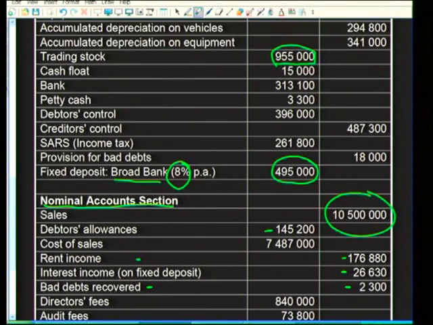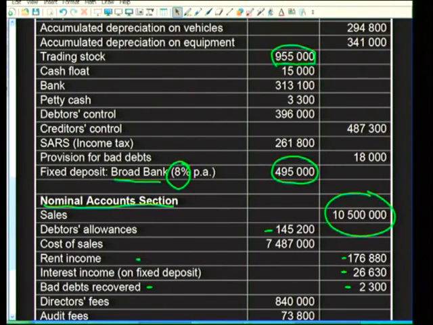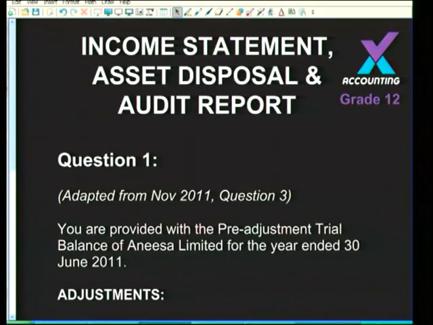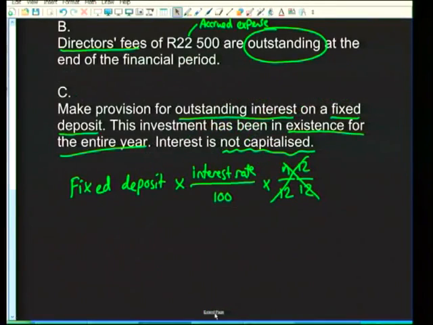495,000 rand. What we're going to do is calculate the interest that we should have received using this formula that I put on the next page. It is 495,000 rand invested at 8% for a whole year. So the calculation will simply be 495,000 rand multiplied by 8%, which is the same as 8 over 100.